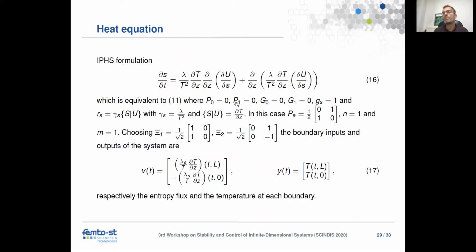But now we have P0, P1, G0, G1 equal to 0, and we just have GS. And you see that we can again define the input and the output in order to cope with the balance equation. In this case, we have the heat flux at the boundary and the temperature as the output. So the natural input that we have is the heat flux at the boundary of the domain.